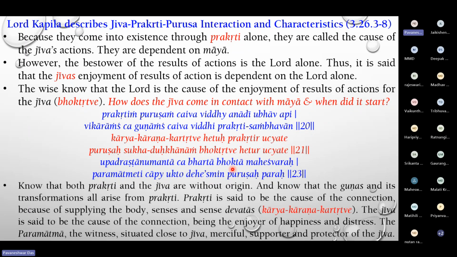Know that both Prakriti and Jiva are without origin. And know that the gunas and their transformations all arise from Prakriti. Thus, Prakriti is said to be the cause of the connection because of supplying the body, senses and sense devatas. Karya Karana Kartrutva. Prakriti is said to be the cause of all our activities because it is Prakriti which provides us the gross body, subtle body and the sense devatas. The Jiva is said to be the cause of the connection, being the enjoyer of happiness and distress.